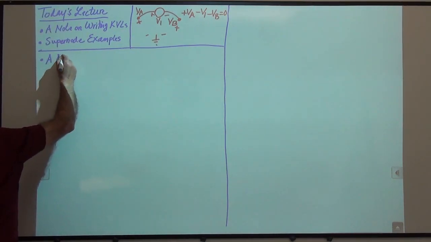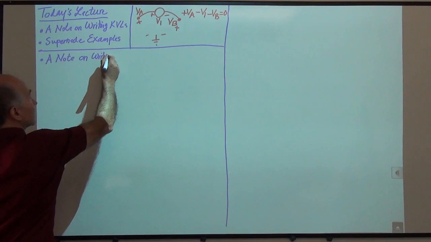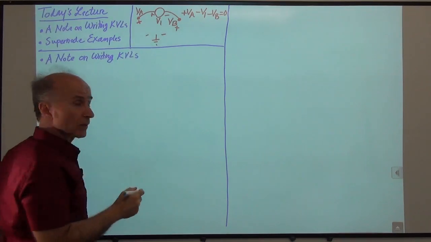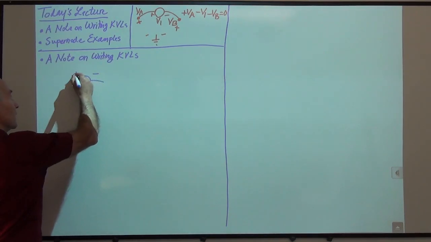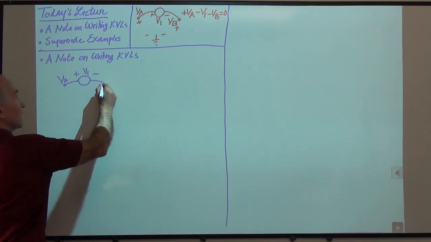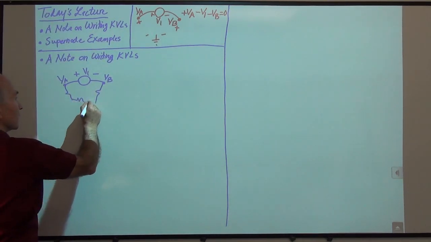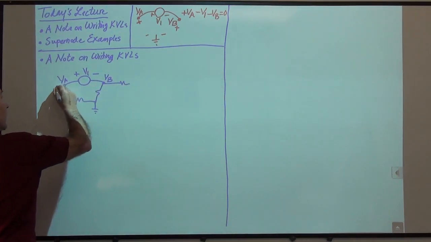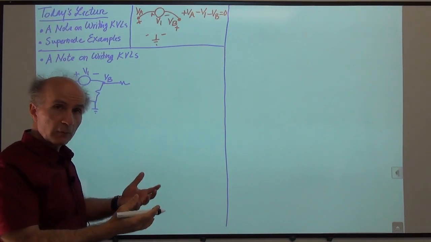All right, so a note on writing KVLs. Okay, so we have that situation. So again, we have some circuit that happens to contain a voltage source equal to V1, and we have assigned our voltages, so VA here, VB here, and we have various other components, and we have selected something to be the ground, etc., right? And now that we have selected a supernode and written a KCL for it, you also have to write a KVL.